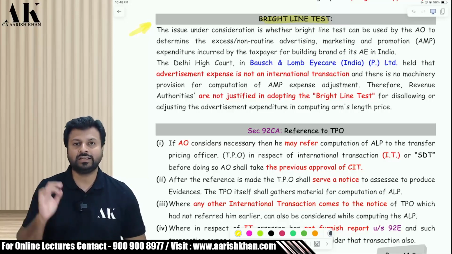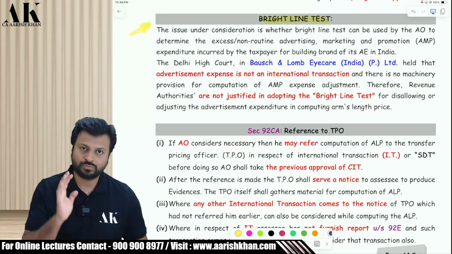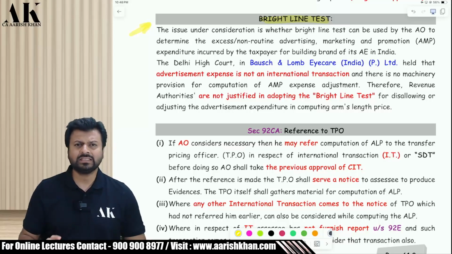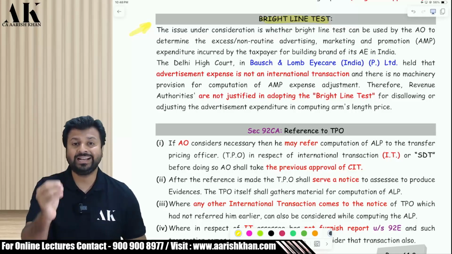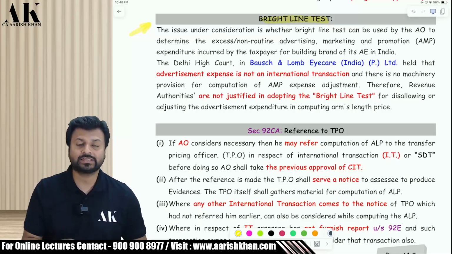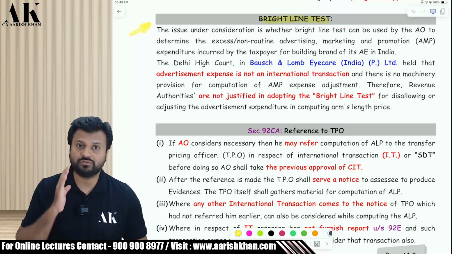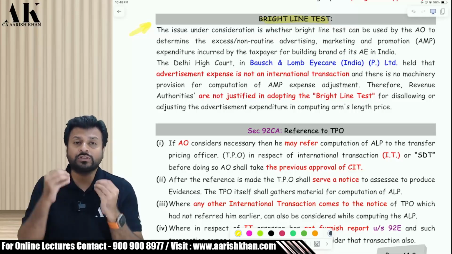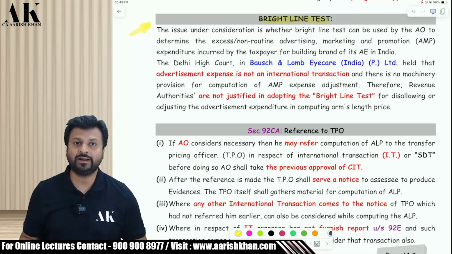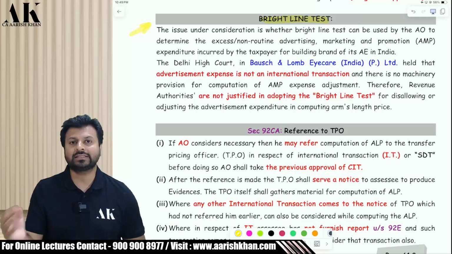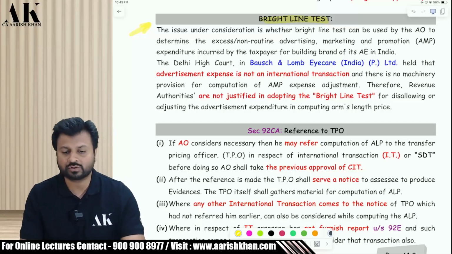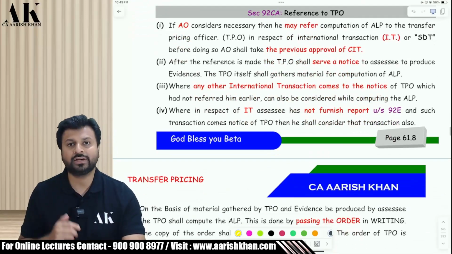Therefore, the assessees challenged this concept in the court of law. And the Supreme Court and also the Delhi High Court, in the case of Sony India and also in the case of Bosch and Lomb, has held that such bright line test cannot be applied by the assessing officer in India in the absence of a machinery provision. Because there is no exclusive provision of bright line test in India, the AO does not have any power to impose bright line test and disallow the non-routine expense. So this is what this concept is all about. I hope it is clear to all of you.